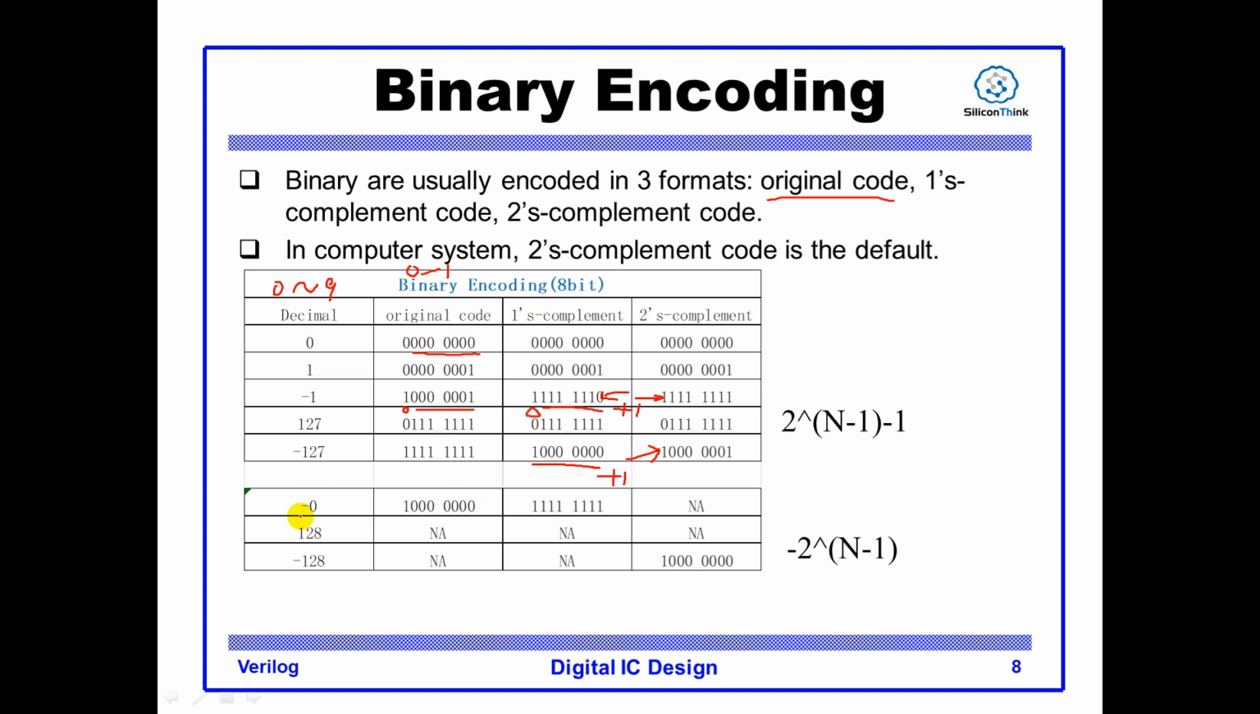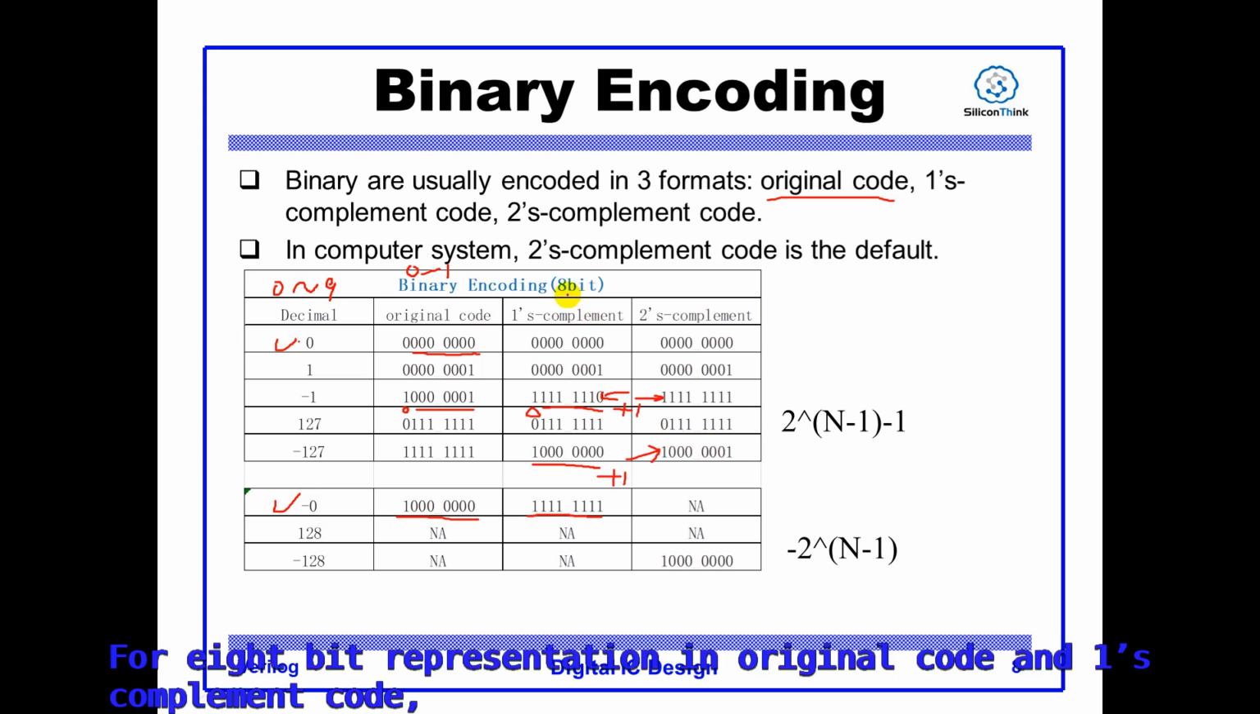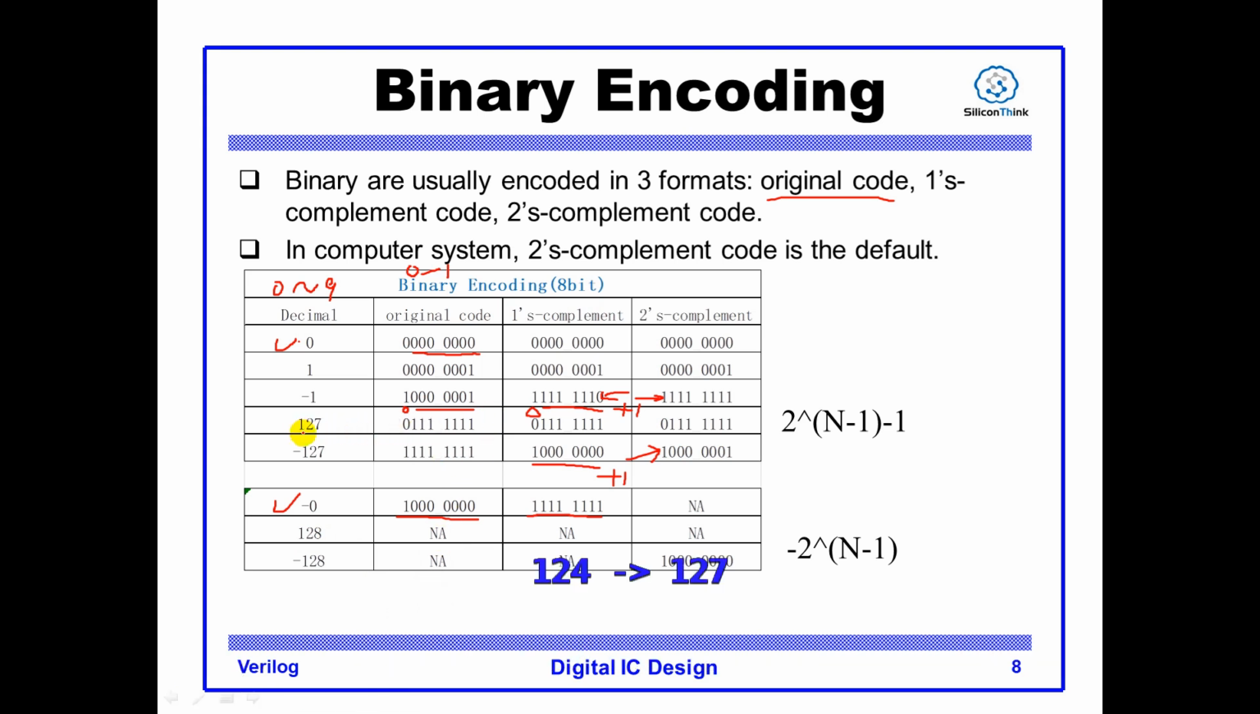So for the first two codings, they have different codes for 0 and -0. For example, for the original code, you have -0. Actually, they are the same thing. And for 1's complement code, you also have -0. But for 2's complement, there is no -0. For 8-bit representation, you can't express 128. The maximum positive number is 127. That is in this equation.